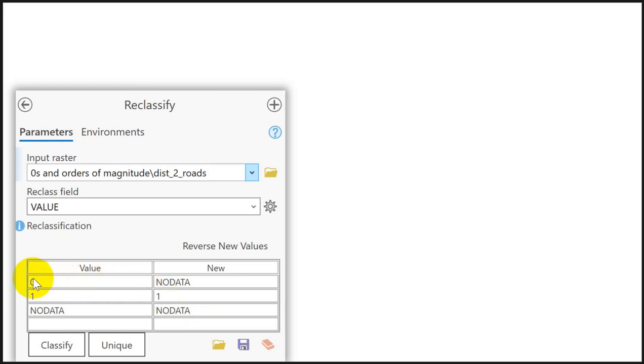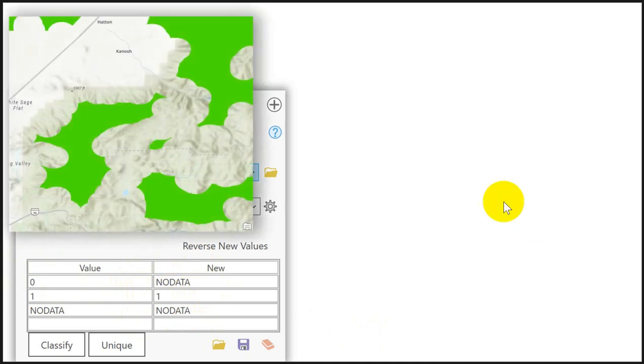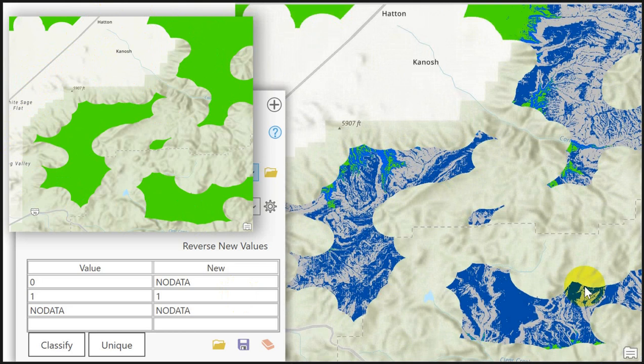So in this example, I'm taking my unsuitable distance to roads and assigning it no data, just as an example. And what you see here is that the areas that are close to a road are gone, and we're left with raster data in the areas that are far from roads, which is what we want. But the problem is when we add a raster with no data in these areas, it acts like a mask. And so the resulting output is only going to include raster data where we have data in our layers.